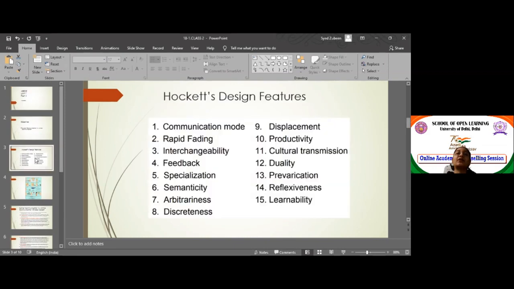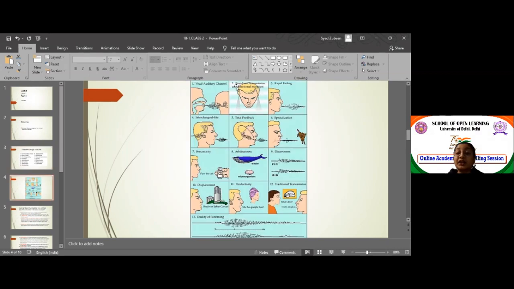And what did we discuss? We looked at Hockett's design features. We looked at communication mode, which is the vocal and the auditory channel: if I can speak, you can hear. And then the idea of broadcast transmission. Once the words escape from our mouth, they are not going to stay in the air for a very long time.